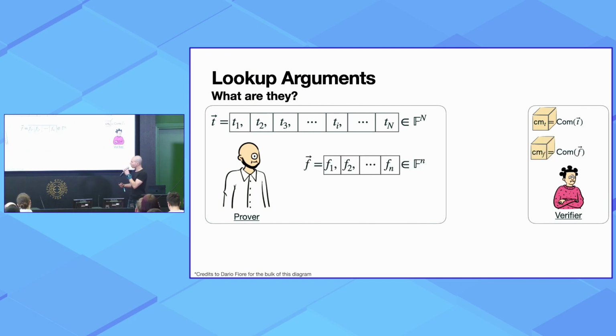And then sometimes I want to prove that a certain set of values is in the table. This is actually a multi-set. Here it says a set, but I mean, there could be repeated instances inside F. All right, and that's my proof, pi_lookup. So I give two commitments. One is at preprocessing time, one is at proving time, and that's what we get.